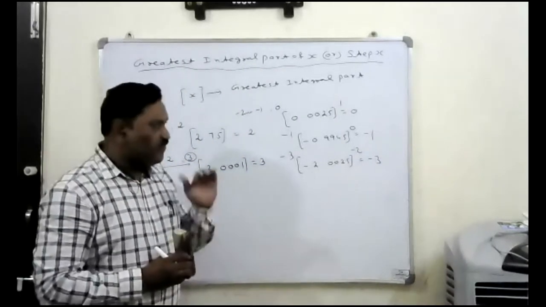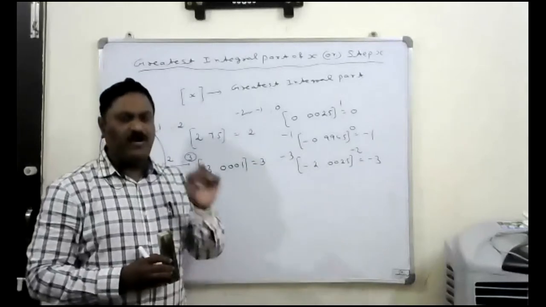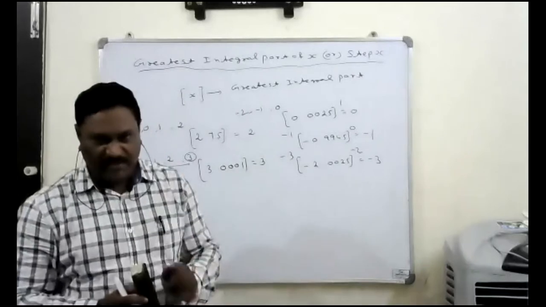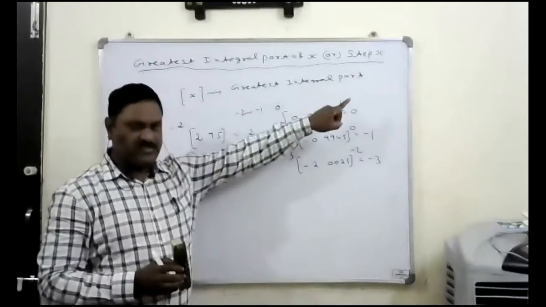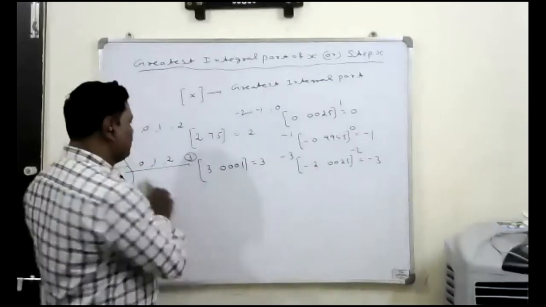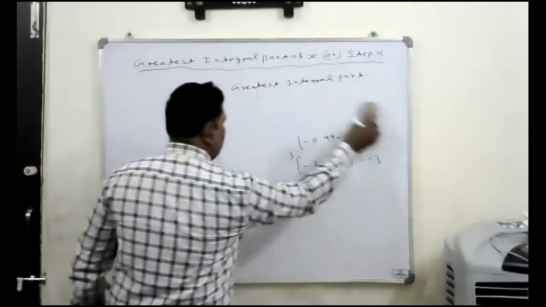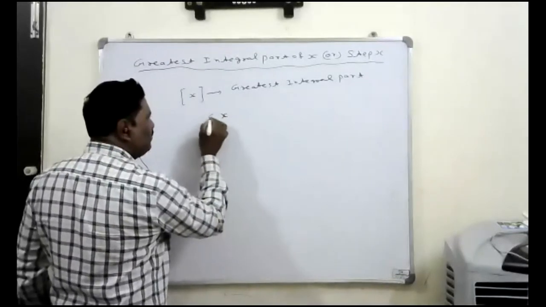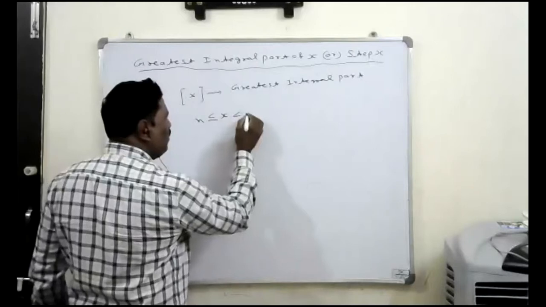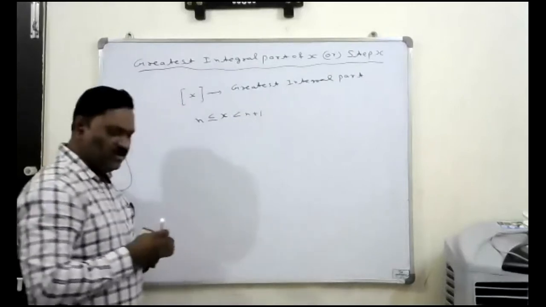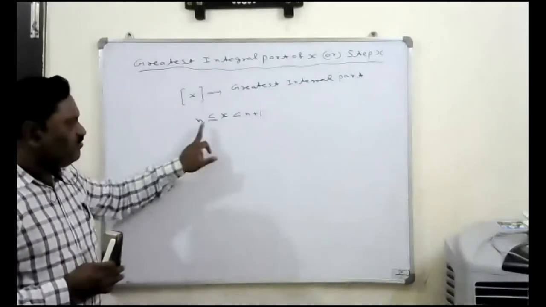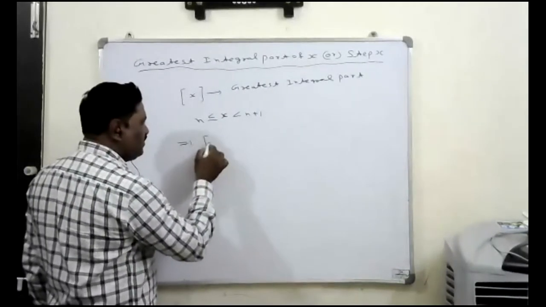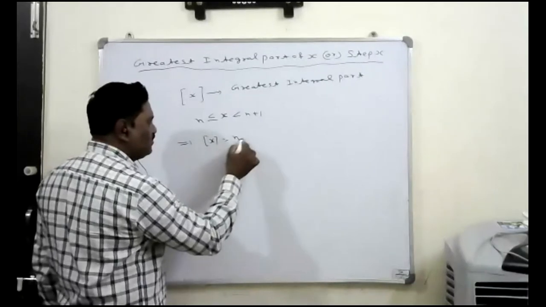Understand? So this function is called the greatest integral part of x, or simply we will call it the integral part of x, or you can also call it step x. So this is defined like this. If x lies between n to n plus 1, where n is an integer, then the greatest integral part of x is equal to n. This is the answer.